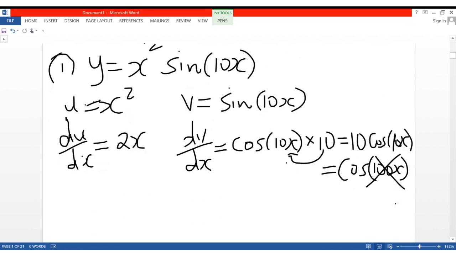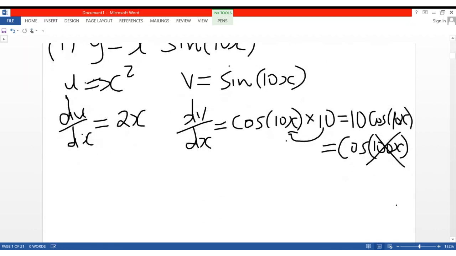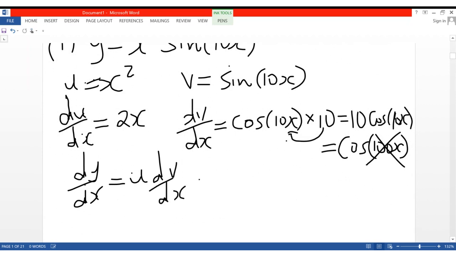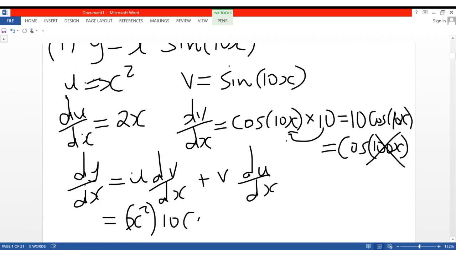So now it's a matter for me to apply the product rule. The product rule says that dy dx will be given by u dv dx plus v du over dx. So I'll just apply the things. Our u is what? Our u is x squared. Our dv dx, we have gotten it as 10 cos 10x, plus our v is sine 10x. I'm just taking the individual things the way they are, and then our du dx was 2x.